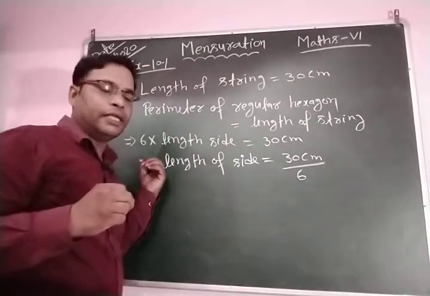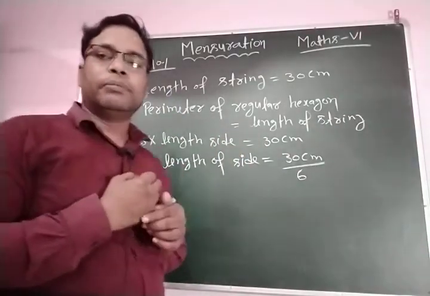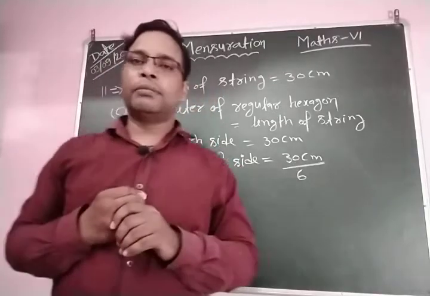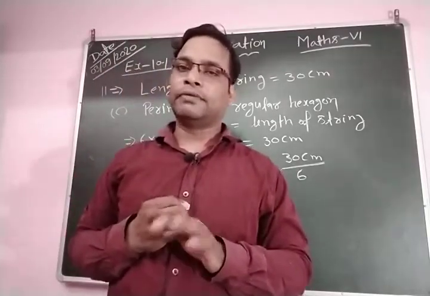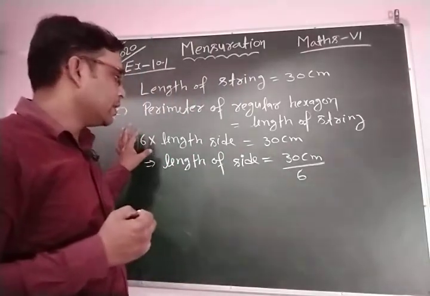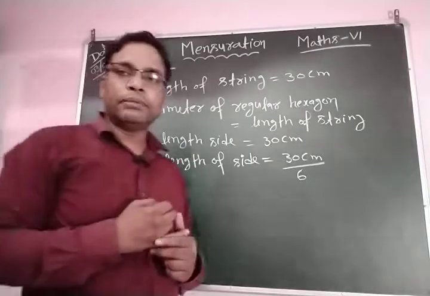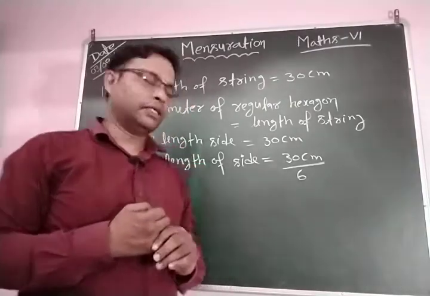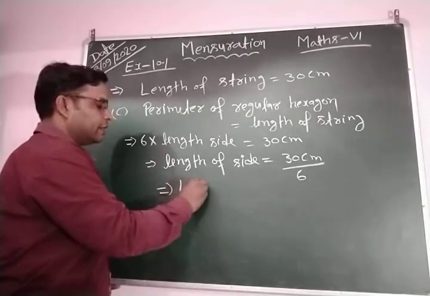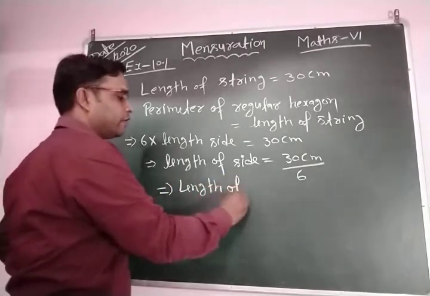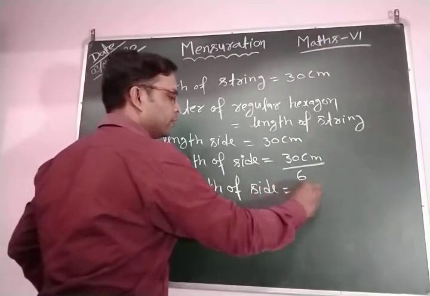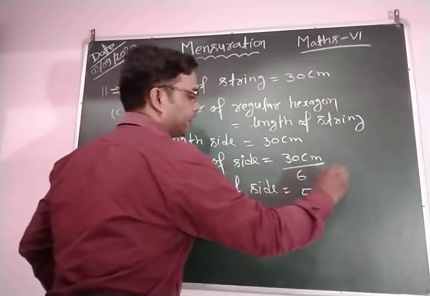Why do we divide here by 6? Because the number of sides in regular hexagon is 6. Okay, and the number of sides in regular pentagon is 5. Okay, so remember it, mind it. And if we divide 30 centimeter by 6, then we obtain 5 centimeter. So you can write here the length of side of regular hexagon is equal to 5 centimeters.